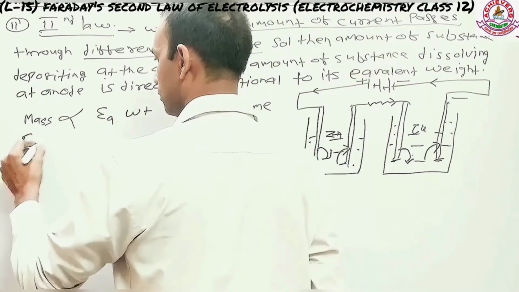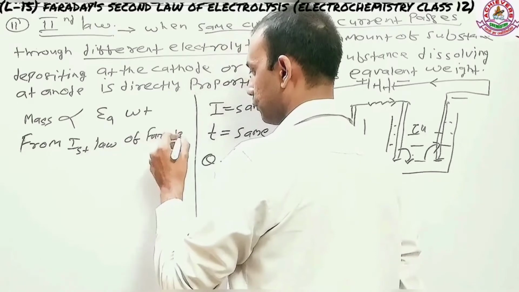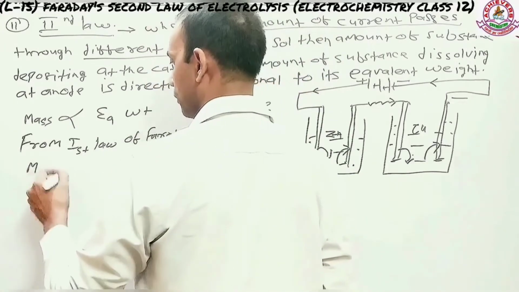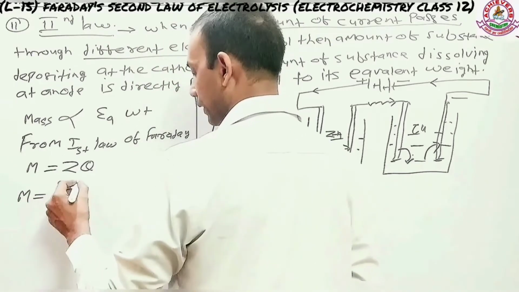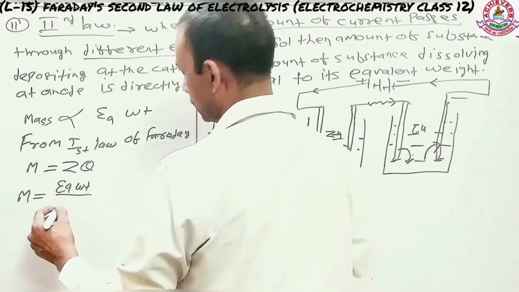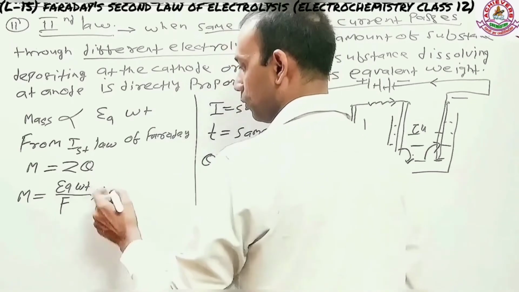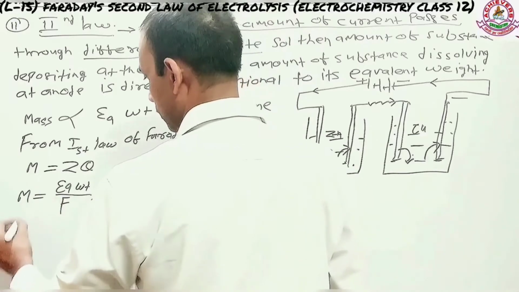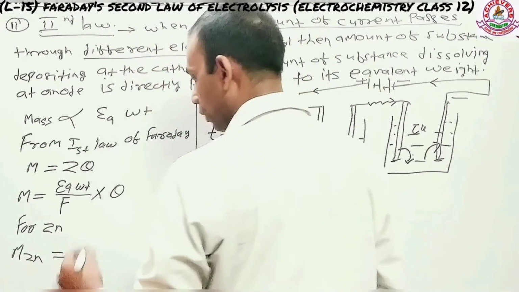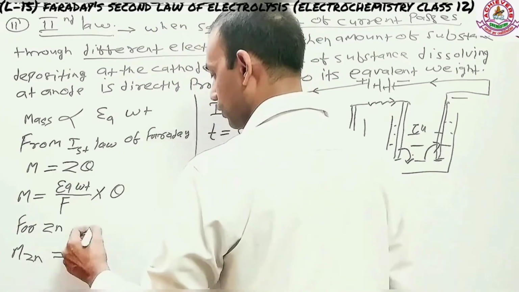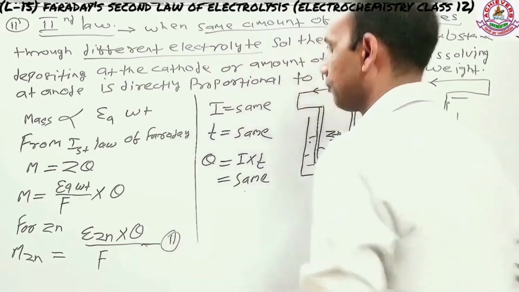From the first law of Faraday, there was an equation: M is directly proportional to Q, or M is equal to Z into Q. If you remember, this was also M equal to equivalent weight divided by the Faraday constant, which was 96500, into Q. So we can write it for zinc: mass of zinc liberating or depositing is equal to equivalent weight of Zn into Q divided by F. I am making this equation 1.